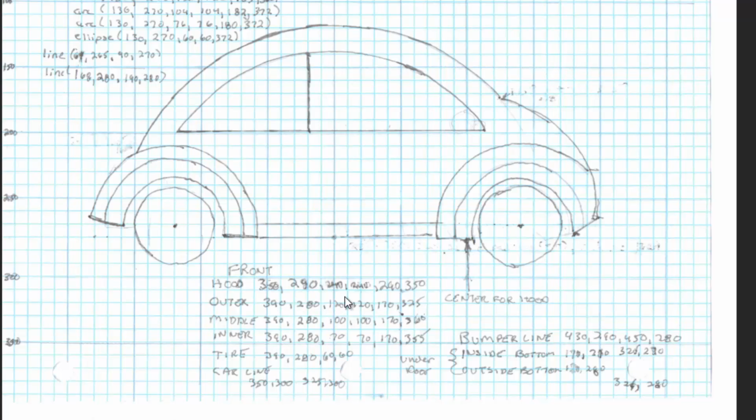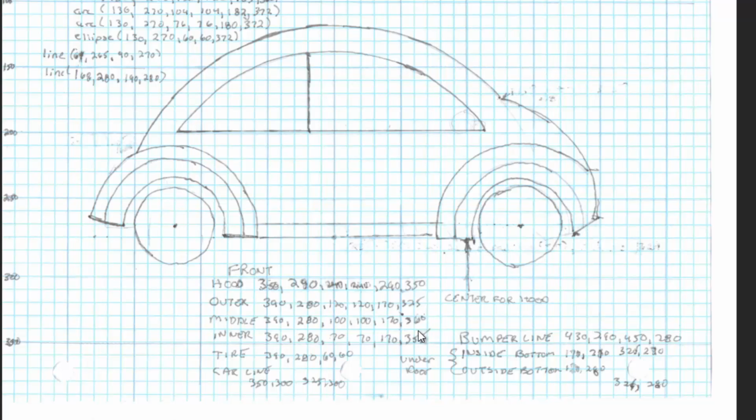So that's 390, 280, that's the point of my center point of my tire. And it's 120 by 120, and it's going from 170, it's below the 180 degree mark, to 325 because it's stopping up here. The middle line is 390, 280, 100 by 100, and it's going from 170 degrees, again just below the 180 mark, over to just about 360 degrees. And then we've got the inside one.